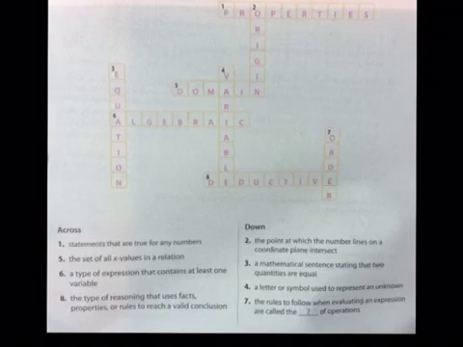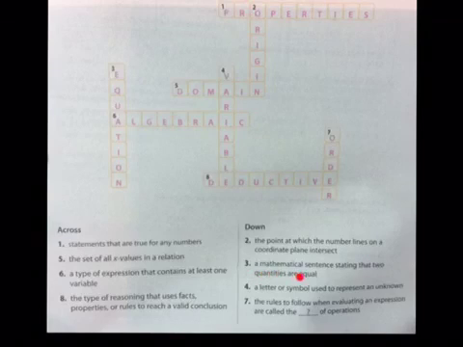And number 8, the type of reasoning that uses facts, properties, and rules to reach a valid conclusion. Now we're using facts, we're not using opinions. That is called deductive reasoning. Deductive. And then down. The point at which the number lines on a coordinate plane intersect, we have the origin. Where we begin, 0, 0.